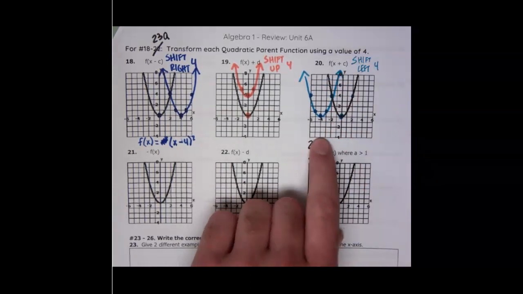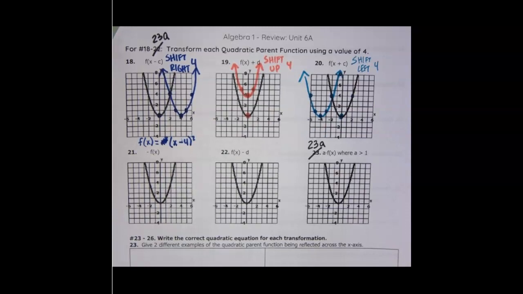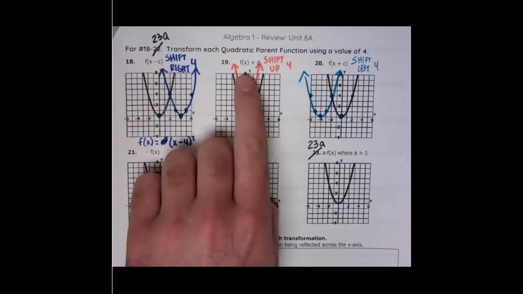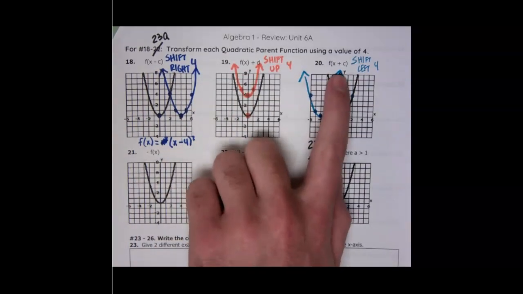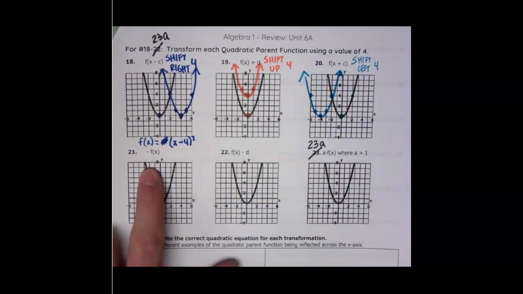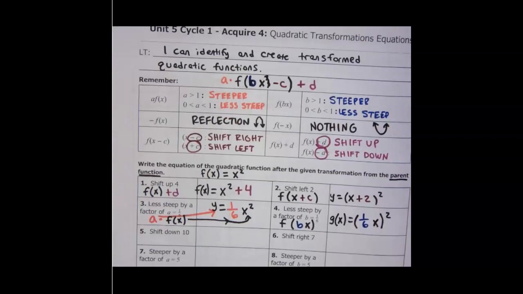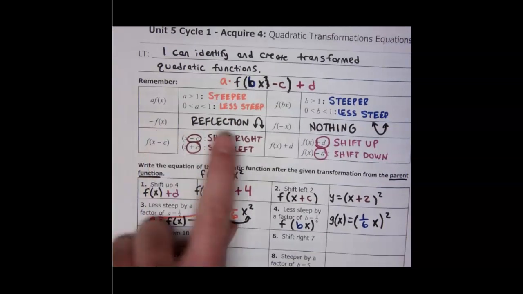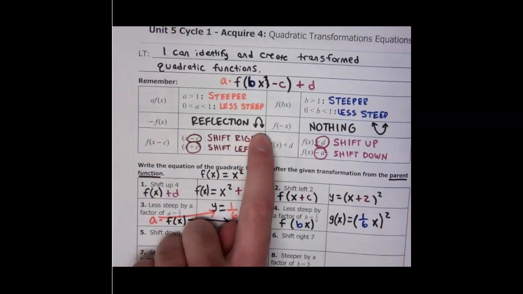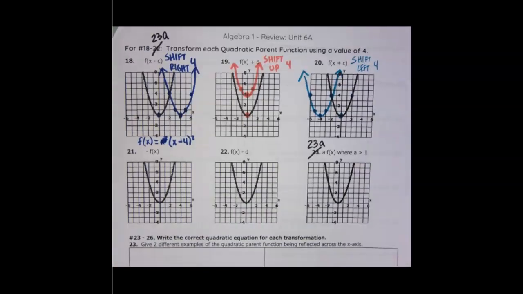Okay, this is a shift left 4. Shift right, shift up, shift left. Now let's look at this one, negative f of x. So if I look, okay, where do I see negative f of x here? Right here. So I need a reflection. My graph needs to look like this. Okay, so it needs to flip over the x-axis.